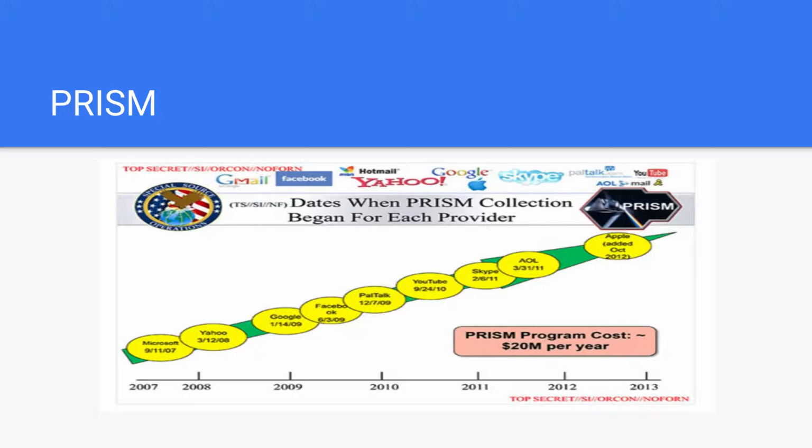So yeah, if you use Google, your information could be looked at by the NSA, Skype, I mean all these things. So people were uneasy about this, especially because these aren't just your little mom and pop companies. These are the biggest companies in the world as far as technology goes. So that was a little alarming to a lot of people. And you can see that the cost for PRISM is $20 million a year. That's a good amount of money.